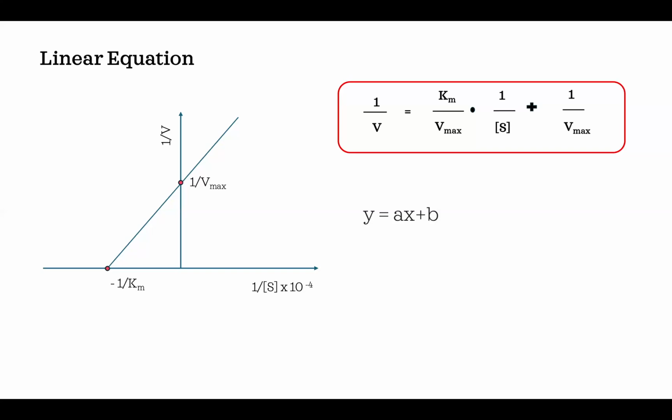If we look at this equation again as y equals ax plus b, where a is the slope of the line and b is the y-intercept, where the line crosses the y-axis, you can see that the slope of the line would be Km divided by Vmax. Again, this is important for the exam, and it helps you determine the values.